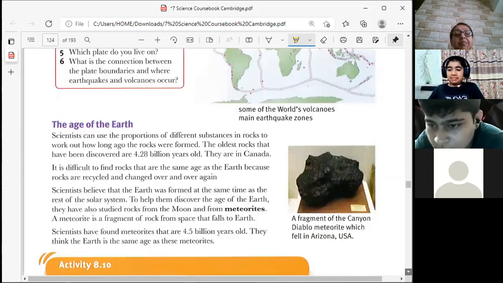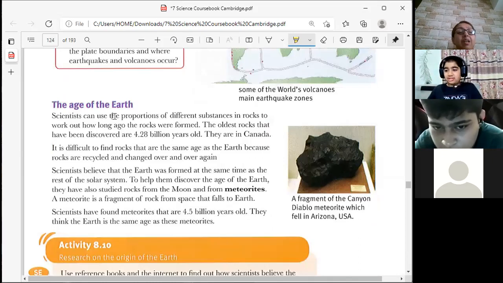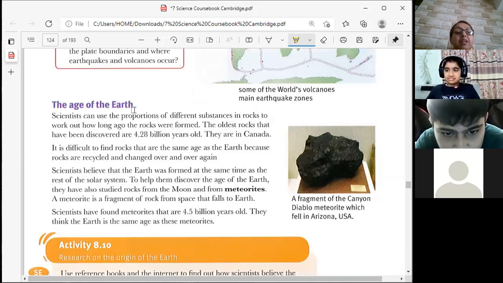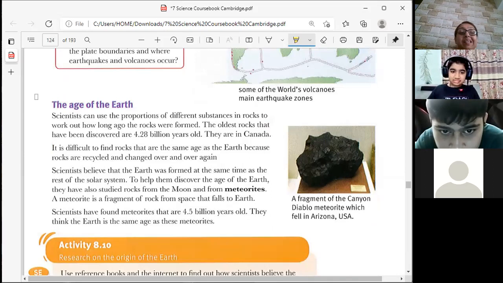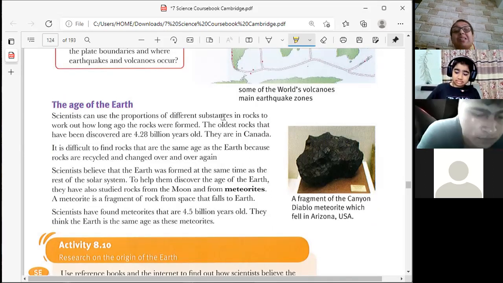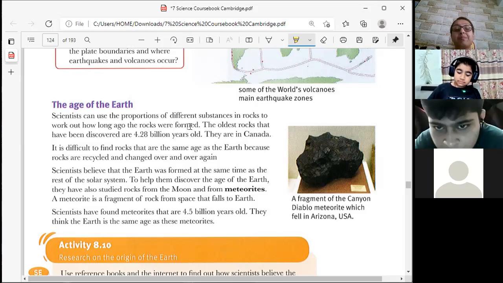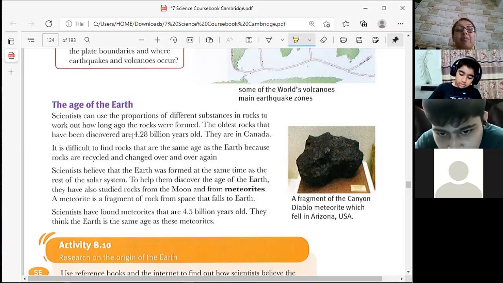The people will be okay in other countries. Now we are learning about the age of the Earth. Scientists can use the proportions of different substances in the rock to work out how long ago the rocks were formed. The oldest rocks that have been found are 4.28 billion years old, and they were found in Canada.